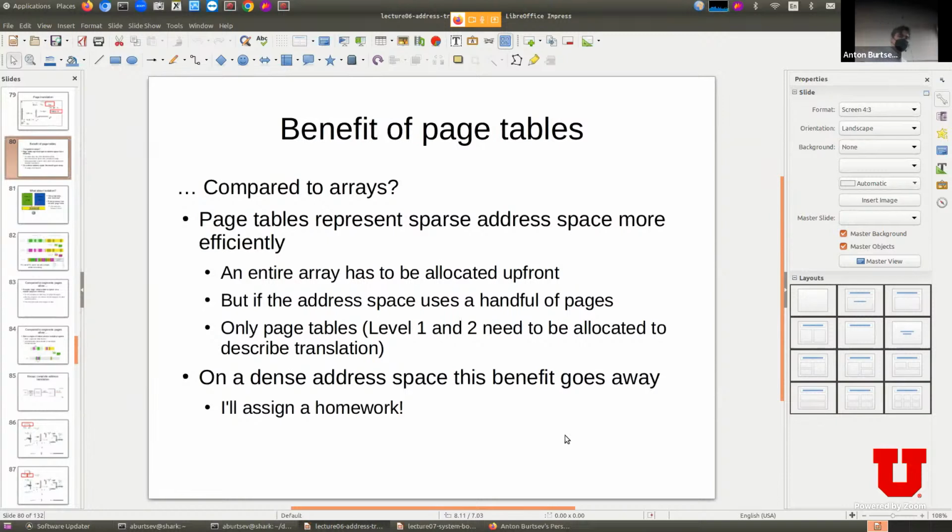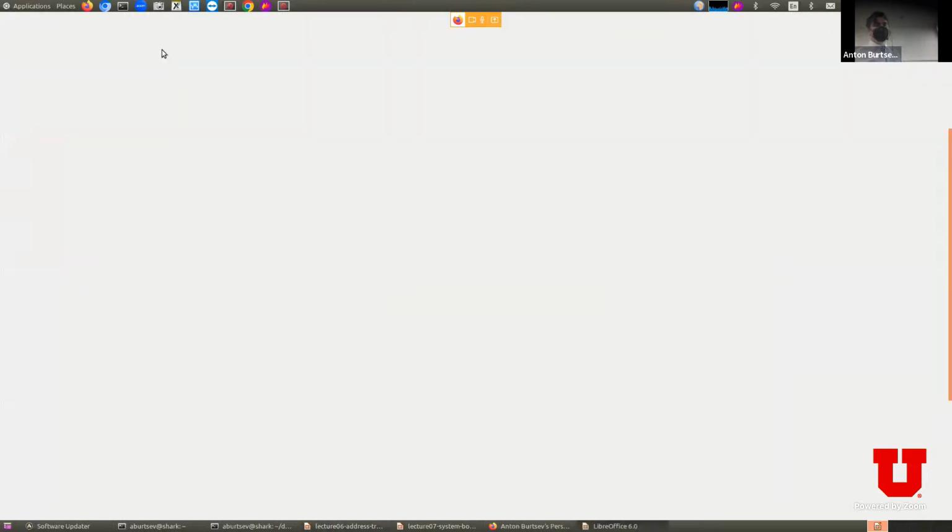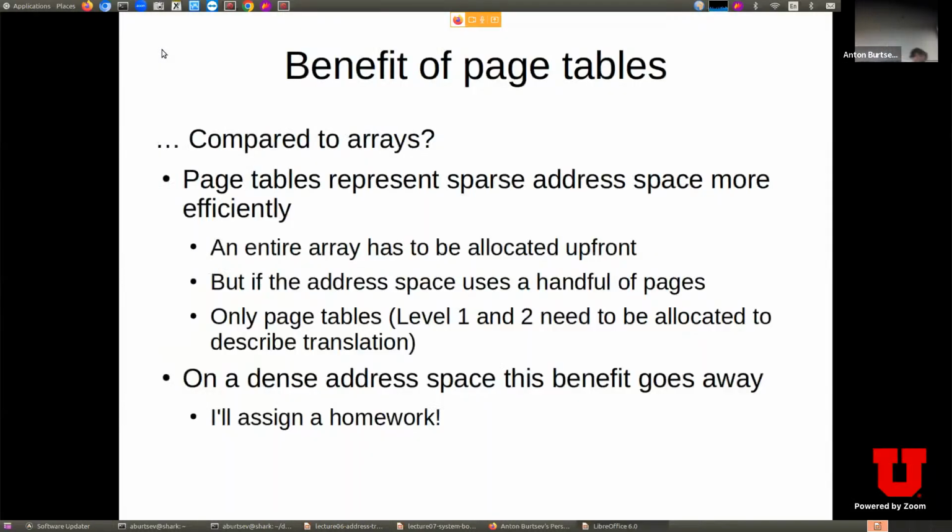So, okay, let's quickly then finish address translation and finish discussing the page tables, and then start talking about the system boot. So, just a recollection, right?